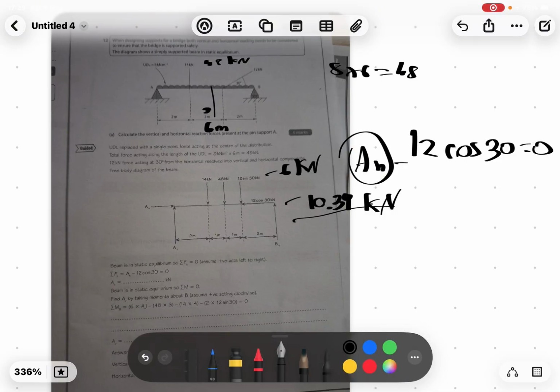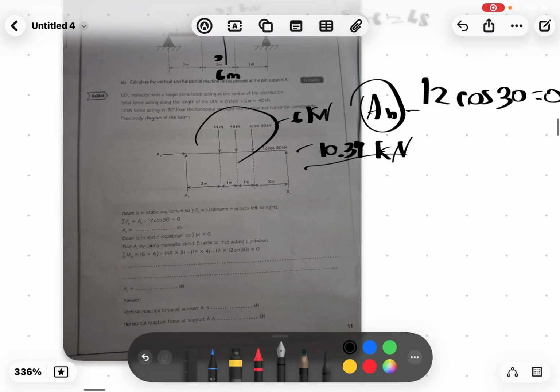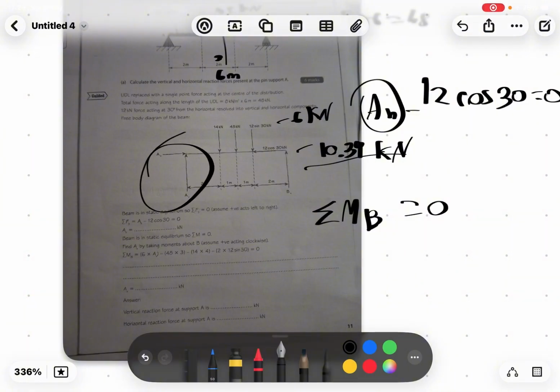After that, we have to take moments about B to find the vertical components of A. You have to understand that the summary, this is the engineering way of summary, moments, basically forces, but moments, of B, they should equal zero. This is also a moment, so it still applies to the moment area, so it equals zero.